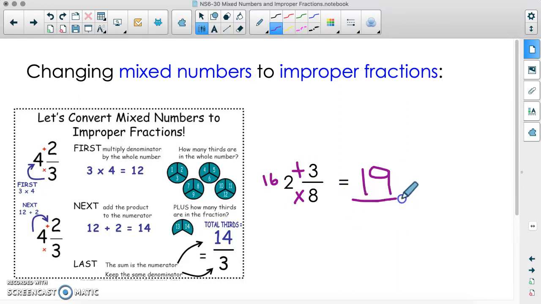19. Now the denominator is always going to stay the same from what you started with, because that is what your pieces are cut into, or what our train can hold from the problems before. So your denominator always stays the same. So your improper fraction would be 19/8.